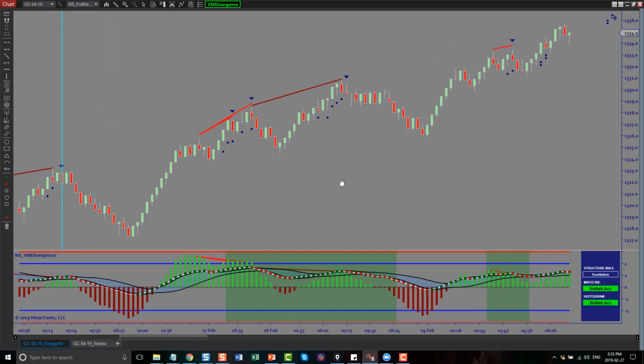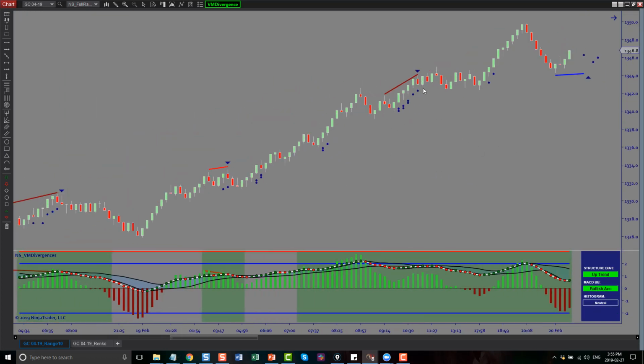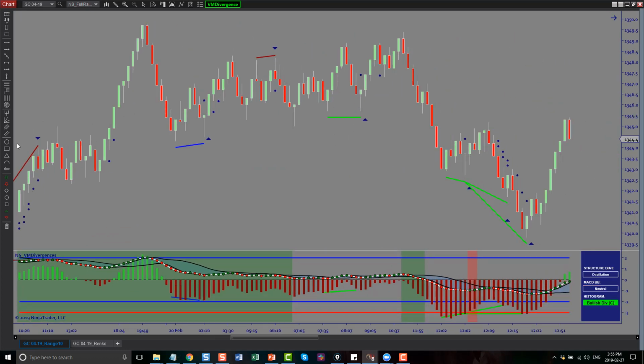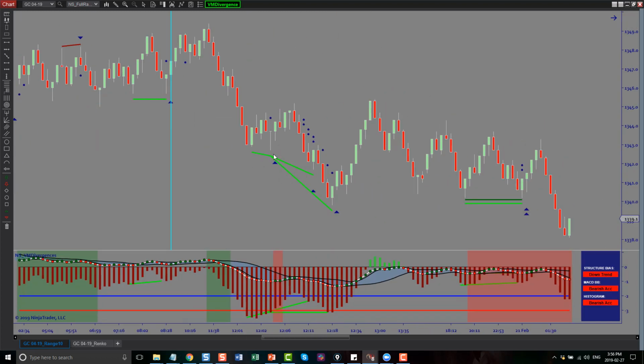Trend, trend, trend, we're not allowed to trade it. Trend, we're not allowed to trade it. Oscillating, yes. So let's just do this. And that would be an oscillating setup. So this one here is trend. This was oscillating and oscillating.